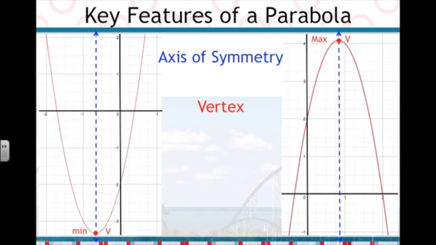The third key feature is the y-intercept. This is the point where the parabola crosses the y-axis. Finally, we have the x-intercepts. These are called x-intercepts because they are the points where the parabola crosses the x-axis. We often use z's to label them, because in an equation the x-coordinates that make y equals 0 are known as zeros.